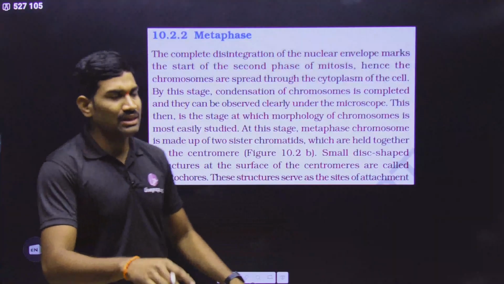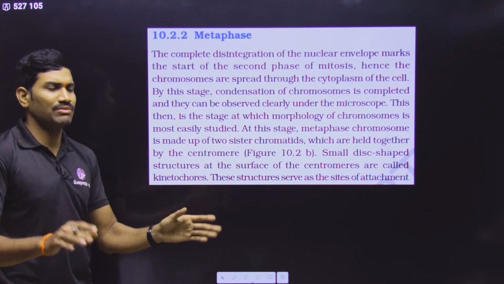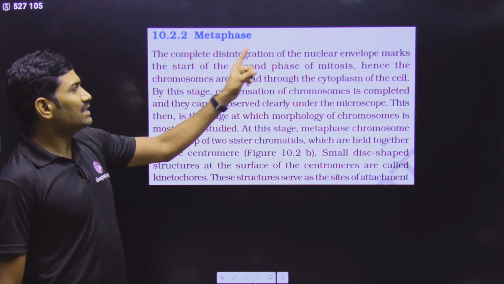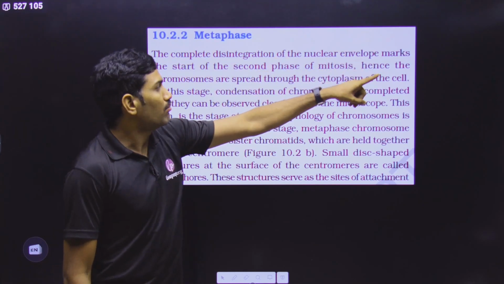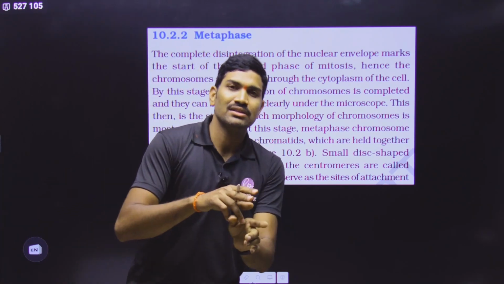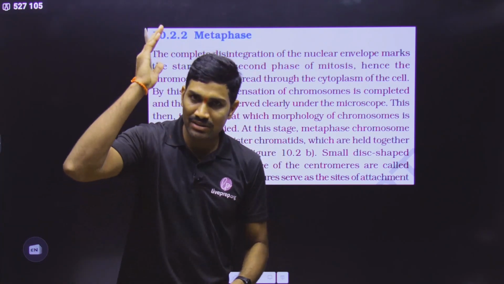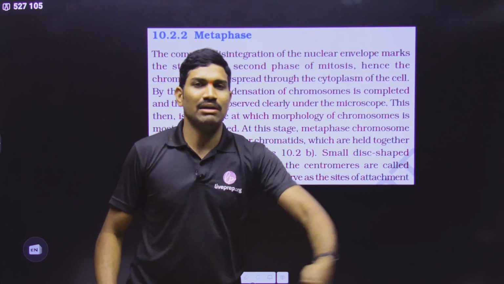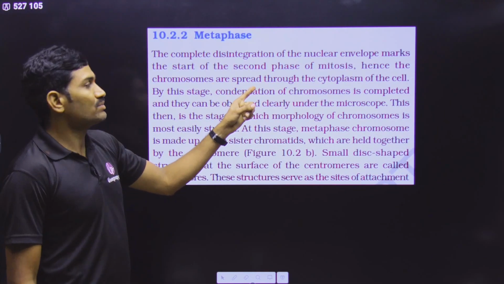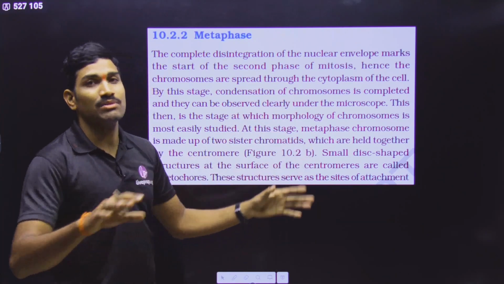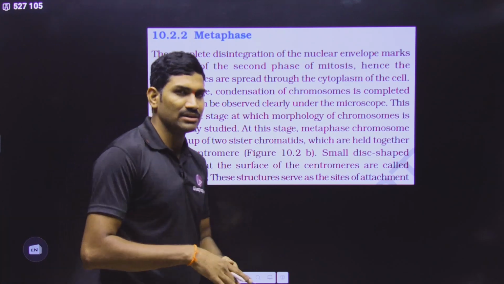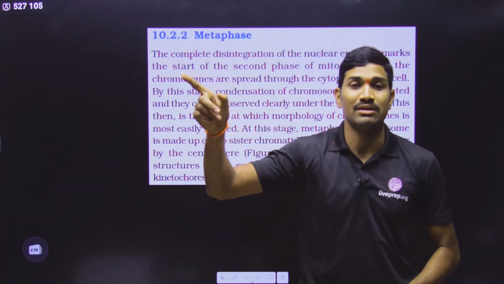And now let us quickly go with the NCERT sentences. Diagram wise, observe it and then read the sentences. You will understand every point. The metaphase: the complete disintegration of the nuclear envelope marks the start of the second phase of mitosis. That means at the end of the prophase, the nuclear membrane disappears. Once that has disappeared, metaphase will start. Hence, the chromosomes are spread through the cytoplasm of the cell. Since the nuclear membrane is not there, where are the chromosomes present? In the cytoplasm.